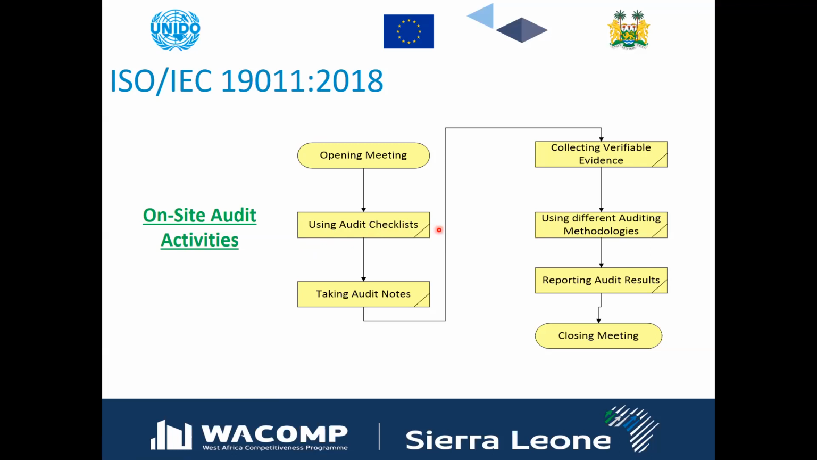This is a very, very important thing. Based on this checklist, the auditor would take notes. These notes are very important. Based on the checklist, how to ask different questions, how to take the notes, how to collect the different evidence, and how to record those notes, and using different auditing methodologies, how to prepare the audit report at the end based on your notes, your checklist, and the evidence you have collected.